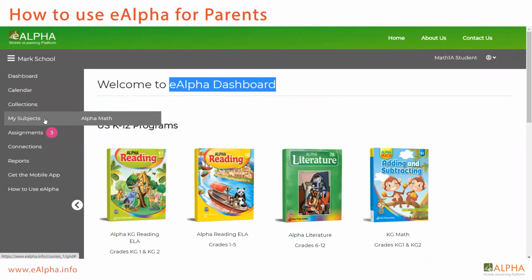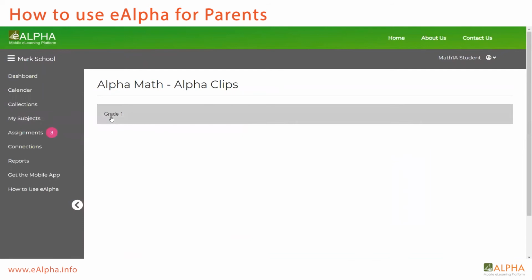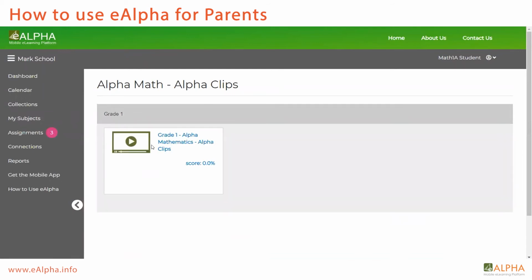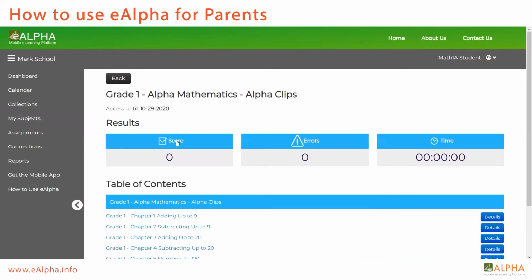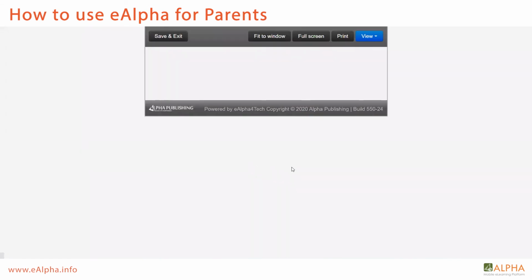We look now at my subjects, Alpha Math and all the videos, and these are under Alpha clips. And again, you just click on the link or right click to open it in a new page. Again, you'll see the grade. Click on the name to open it up. And you'll see again, just like before, a table of contents. You find the chapter your child is studying at the moment and click on the link.